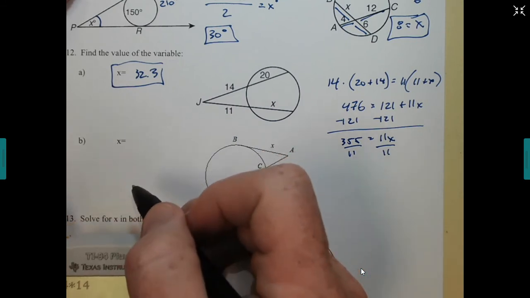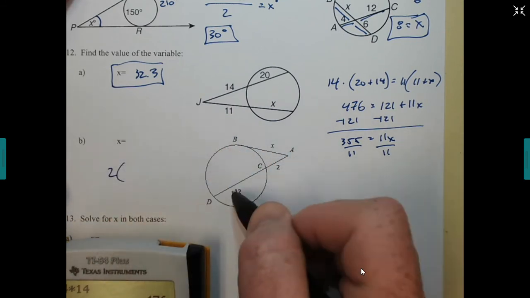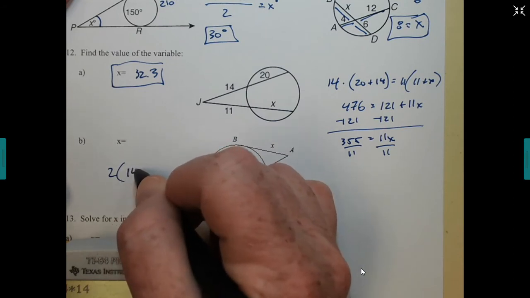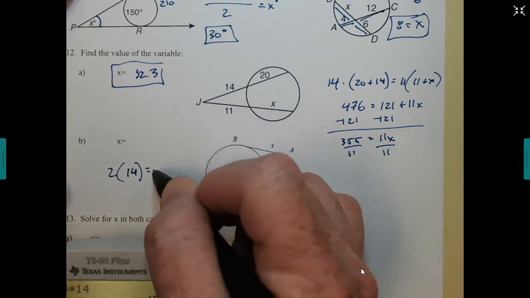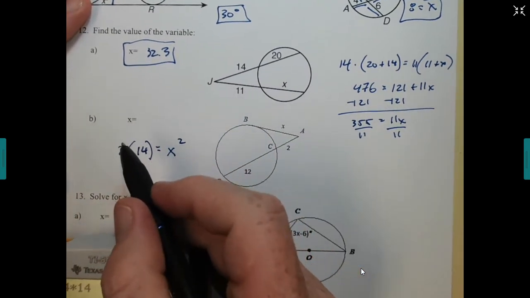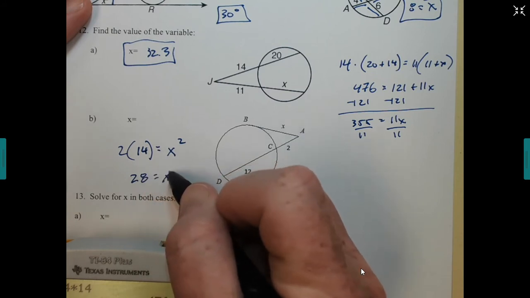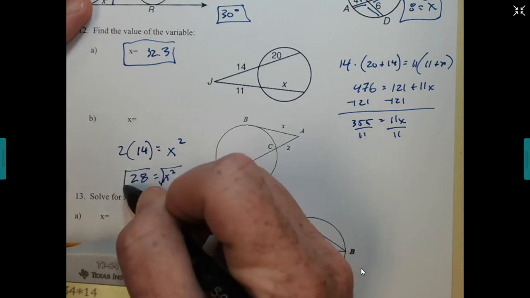Here's another one of our formulas. The outside times the whole thing. 2 plus 12 is 14 equals the tangent squared. 2 times 14 is 28. And we would square root both sides.